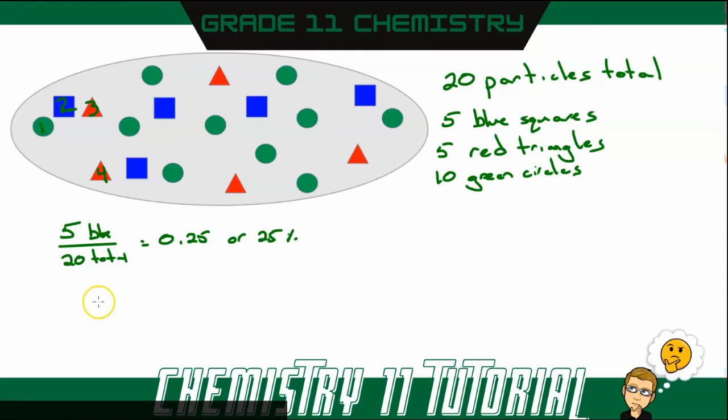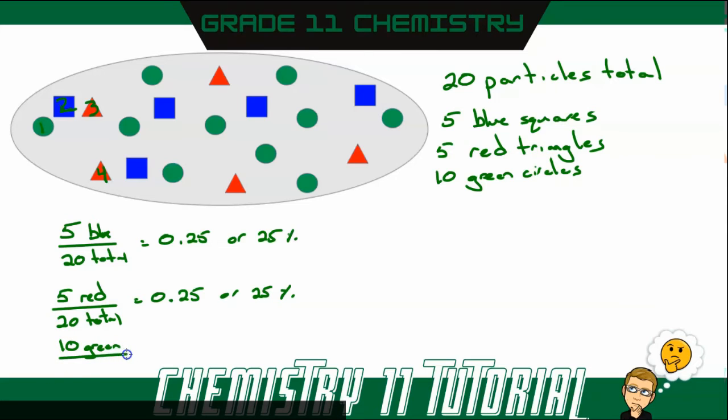Now we can do the same thing for red triangles. So we have 5 red triangles over a total of 20 particles, which gives us again 0.25 or 25%. And lastly, our green circles, we have 10 green circles over a total of 20 particles, and that gives us 0.5 or 50%. So those are the percentages of the gases inside of our balloon.